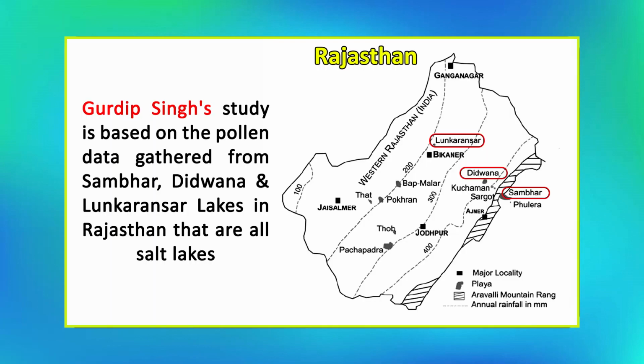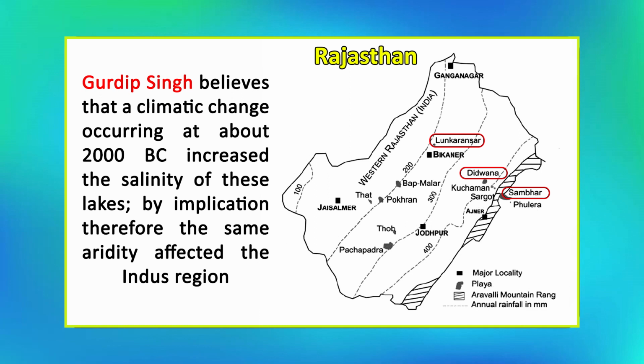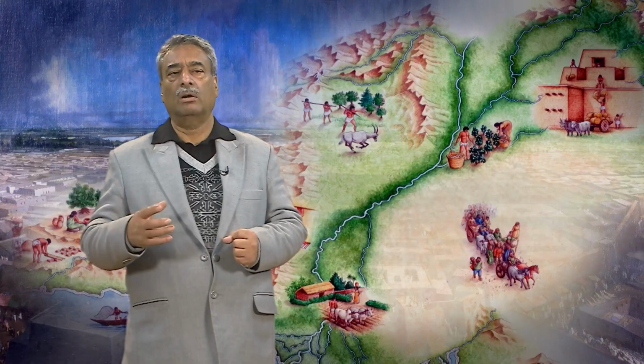In continuation, Gurdip Singh's study is based on the pollen data gathered from the Sambhar, Didwana and Lunkaransar lakes in Rajasthan, which are all salt lakes. He believes that climatic change occurring at about 2000 BC increased the salinity of these lakes. By implication, therefore, the same aridity affected the Indus region. Correspondingly, Ramaswamy puts forward the case for climatic variation rather directly.